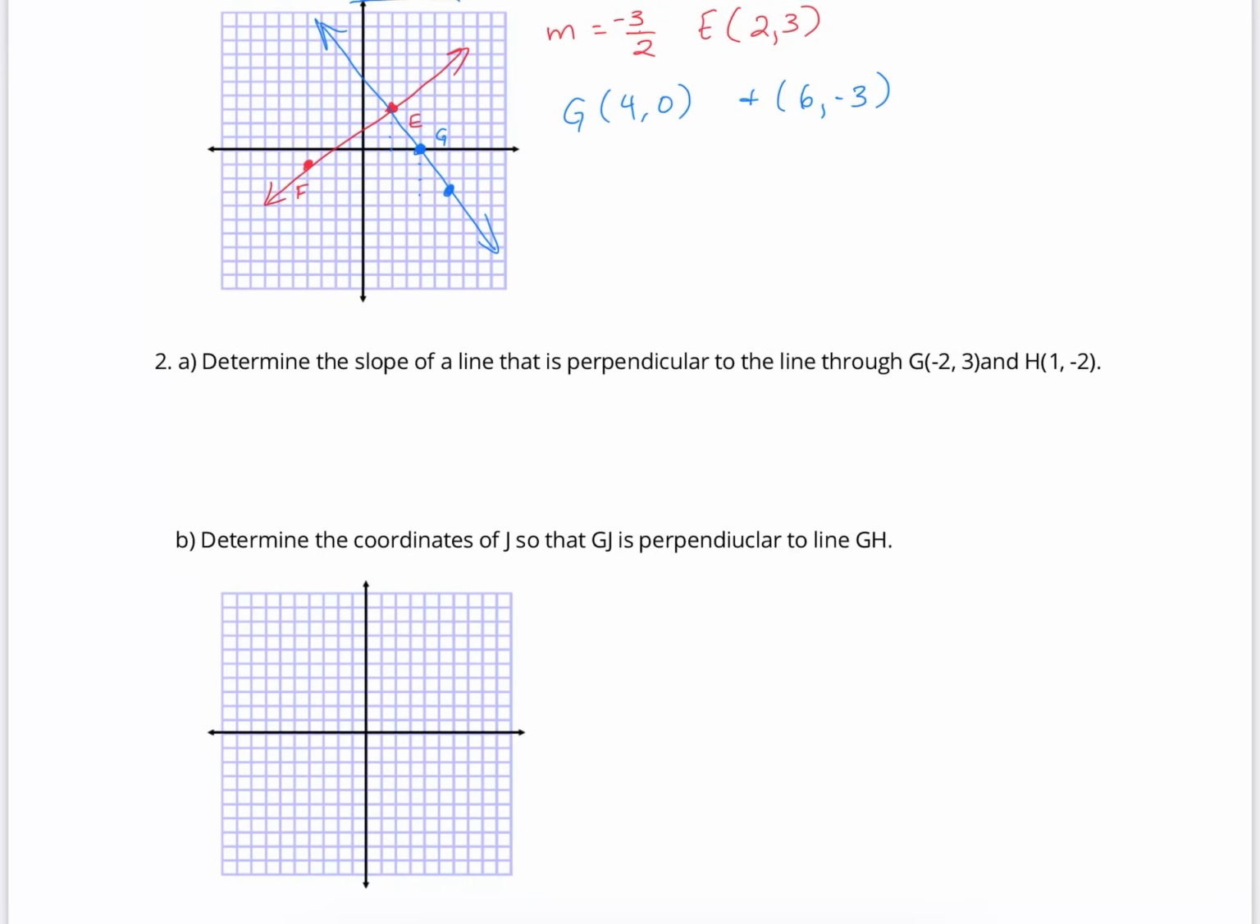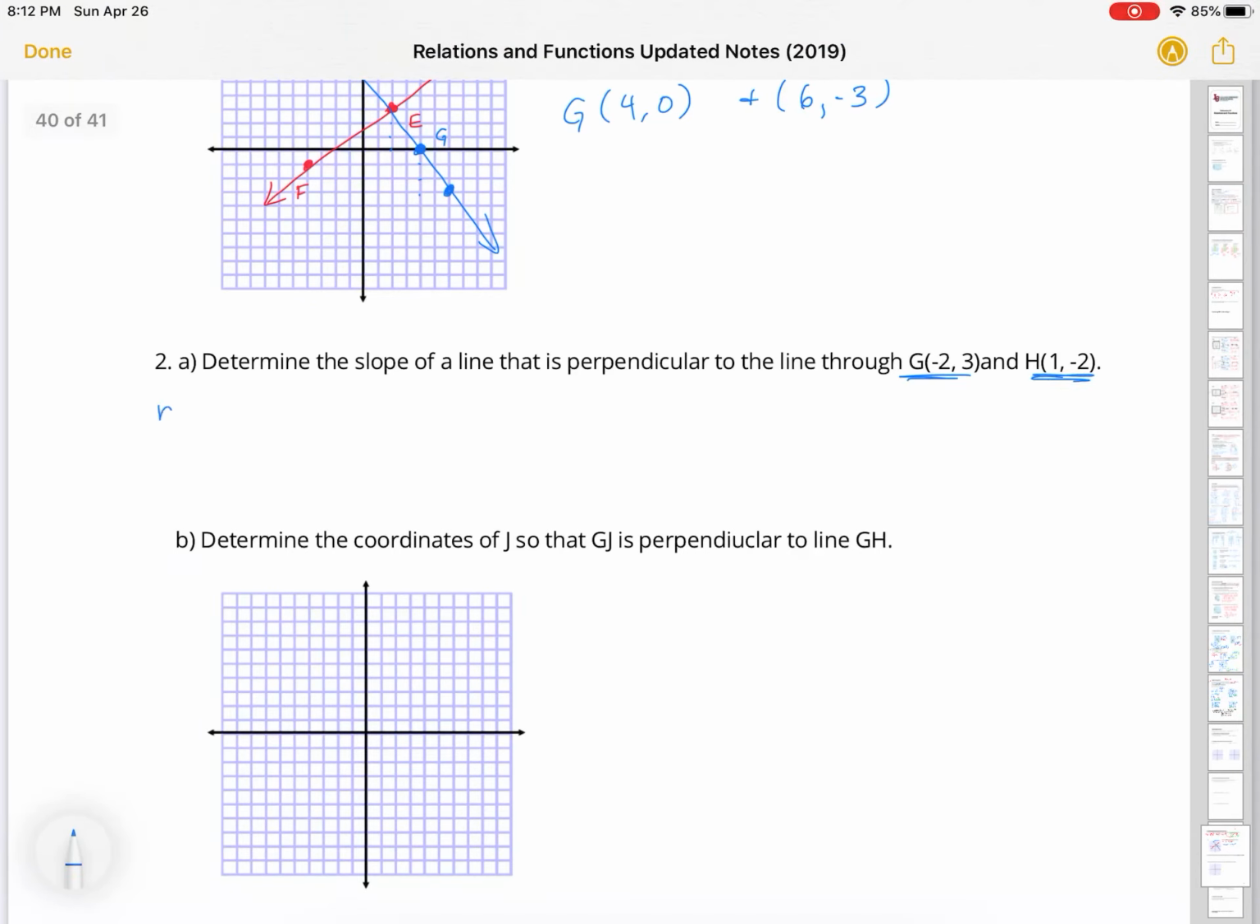Next question. Determine the slope of a line that is perpendicular to the line through G, negative 2, 3, and H, 1, negative 2. So this is very similar to the last question. So if you want to give it a try, I'm going to recommend you do that. And then press pause. When you're done, come back. So press pause. And we're back.